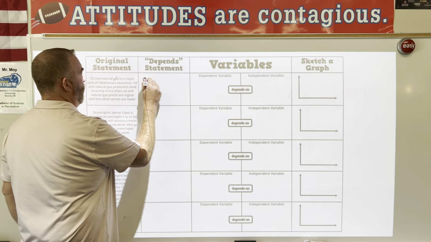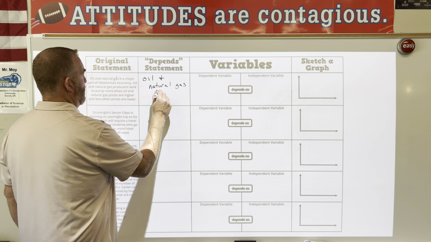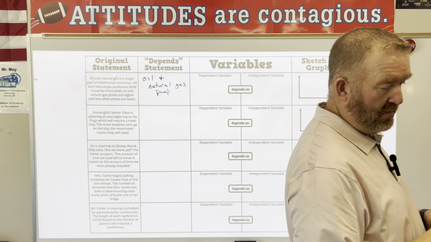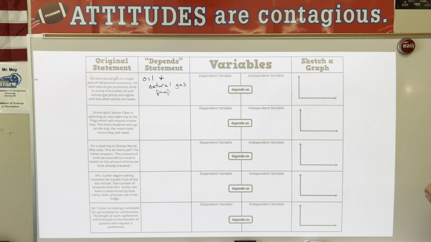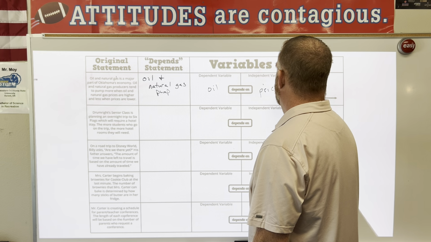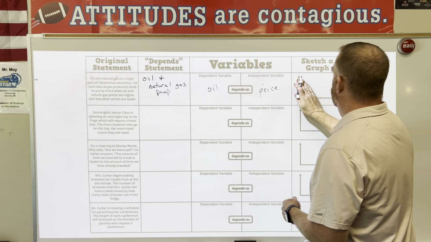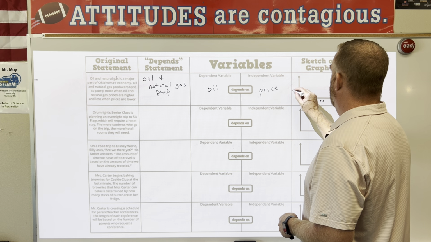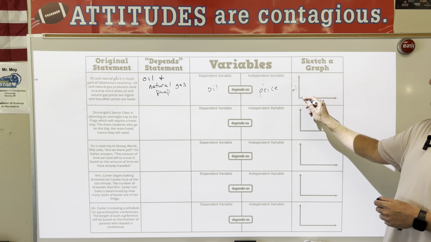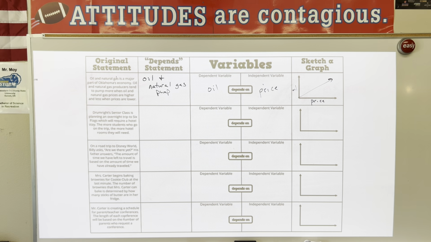So here's how this works. Okay, so oil and natural gas pump. The amount, okay, how much oil is pumped? How much oil is pumped depends on the what? The price. The oil depends on the price. So oil would be down here. The price is here. Oh, sorry, I had that backwards. Price, oil. Okay, and as it goes up, there we go. That's how we're doing this, okay? So we're trying to determine independent and dependent variables of each one.